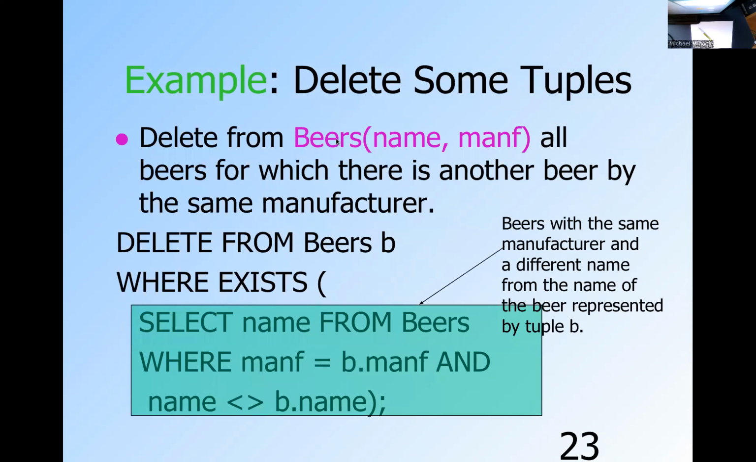Okay, delete from. So this is kind of interesting. So we have this idea of, okay, with the beers, they have a name and a manufacturer. And then what we're going to do here is kind of a strange deletion. We're going to delete from beers all the beers for which there is another beer by the same manufacturer. It's a little manufactured example here. But what we want to say is delete from beers where there exists another beer that has a different name but has the same manufacturer. So any beer that has another sister or brother beer that's made by the same manufacturer should be deleted.